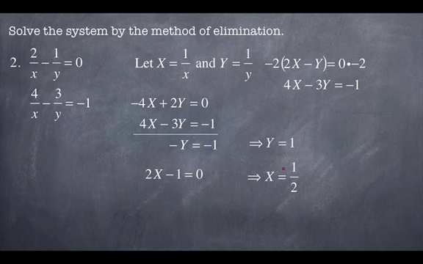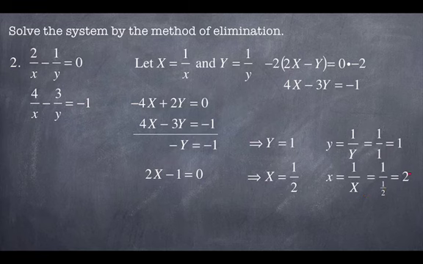Are we done? Nope. This is capital Y and capital X. I need lowercase x and y. From here, you should see that lowercase y is the same thing as 1 over capital Y. So once I substitute Y equals 1, this is what you get for lowercase y. For lowercase x, substitute capital X, and you end up with 2. So this is your answer to number 2, (2, 1). Get used to using this trick. Let's go to number 3.